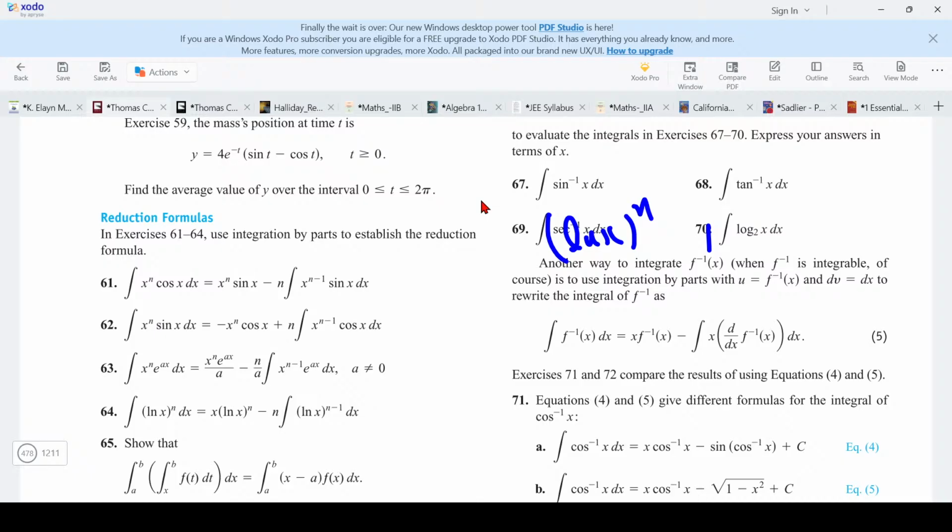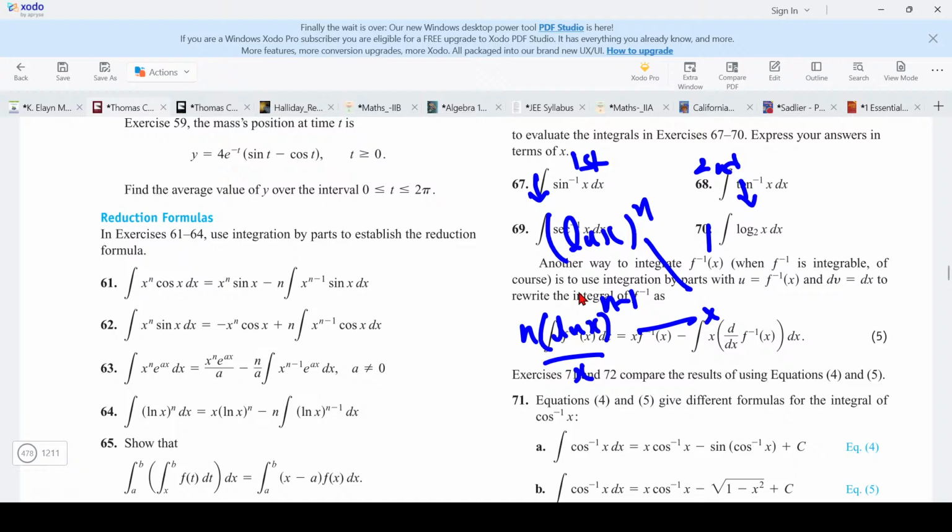Sir, ln x whole power n. And then one is the second function. The derivative becomes n into ln x whole power n minus 1 whole by x, right? So this is the first function and this is the second function. What are we doing? Here we are differentiating, here we are integrating. So our integral is directly this into this minus this into this. This is our v and this is our uv minus v du.